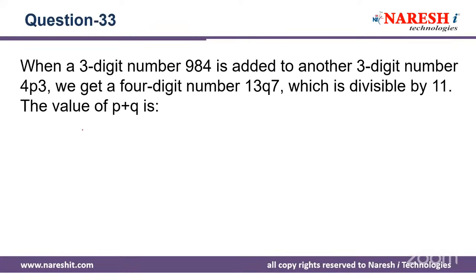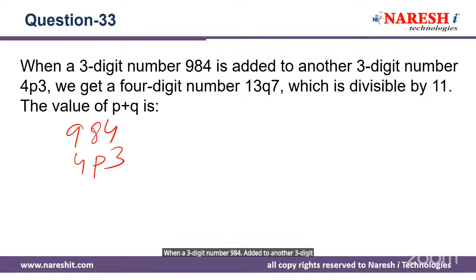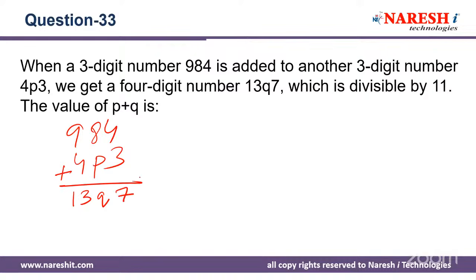When a three-digit number 984 is added to another three-digit number 4P3. Okay, I'll give you some practice questions. Don't worry. We get a four-digit number 13Q7, which is divisible by 11. Okay. So this number is divisible by 11. Find the value of P plus Q.